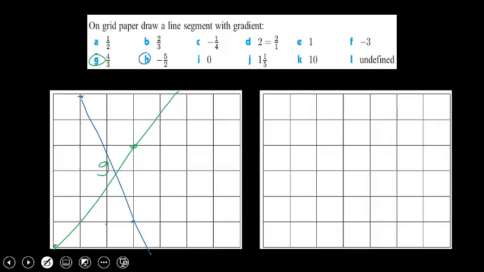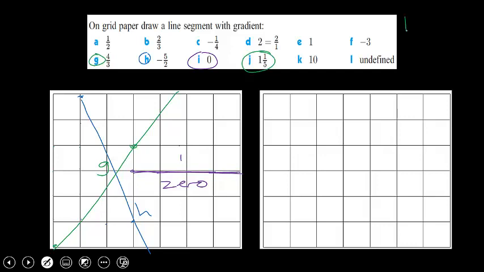This over here is H. I has got a gradient of 0, which means that I don't go anywhere up or down, but I go 1 to the right. So nothing up, 1 to the right, nothing up, 1 to the right, nothing up, 1 to the right, nothing up, 1 to the right. So my line is a straight horizontal line for a 0 gradient. That is I. Let's look at J.